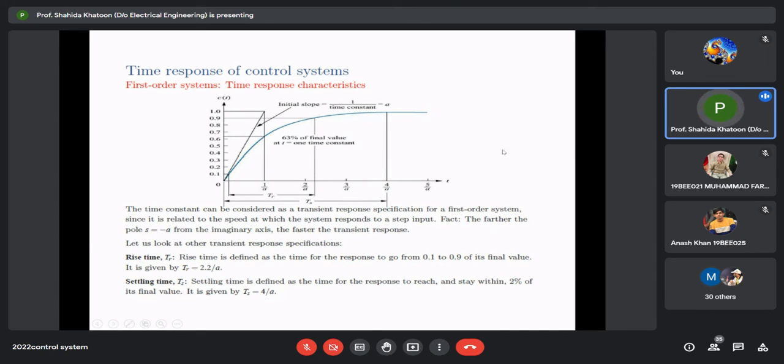And graphically, it is represented like this. So I want all of you to plot this graph in your notebook and write down the definitions of rise time and settling time.